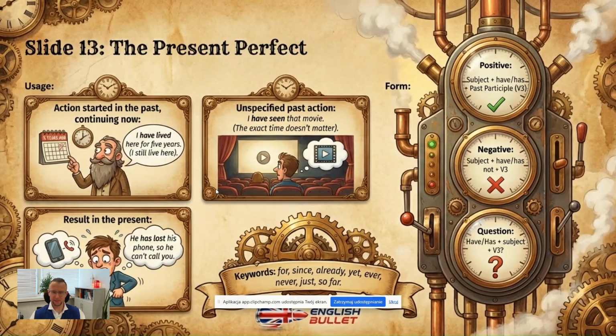It's not a very pleasant feeling, right? And then we have unspecified past action, which means that something happened in the past, there is a result of the situation, and it's not relevant or not even known precisely when it happened. So I have seen that movie, which means that sometime in the past, I have seen that movie. I don't remember exactly when, but the result to current moment is that I know what this movie is about.